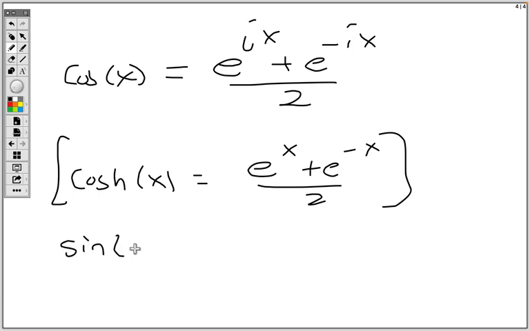And similarly with sine. And once again, I uploaded that video. If you haven't seen it, it's worth a watch if you haven't seen where this comes from.